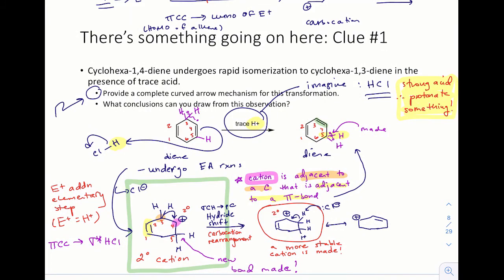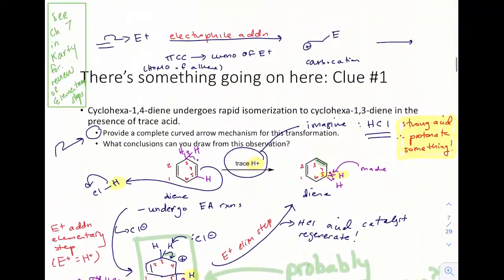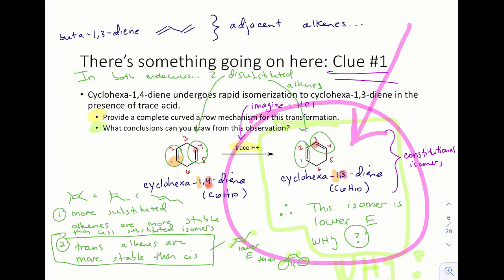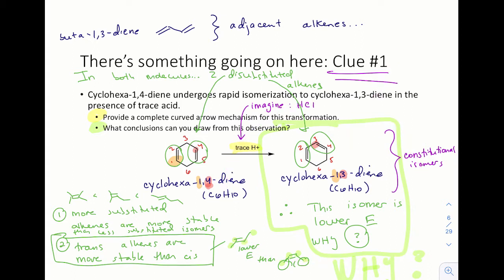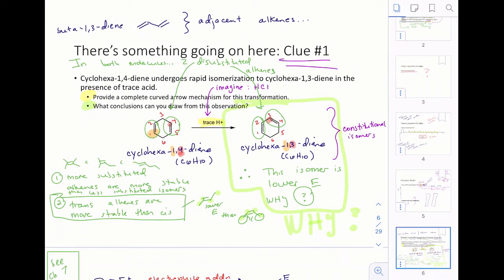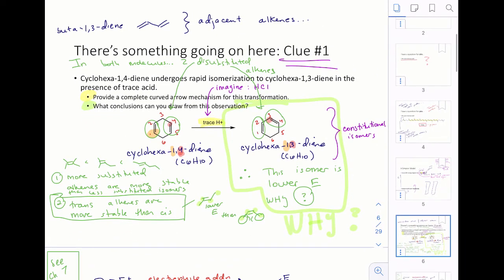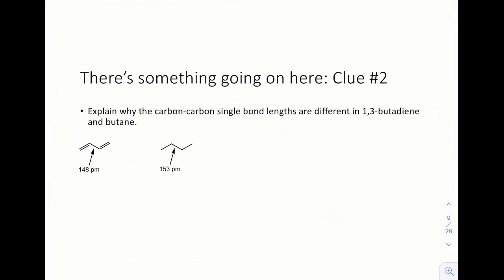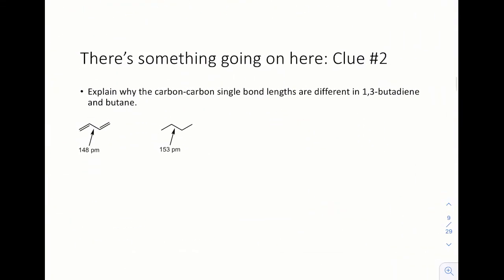All right, wonderful. We have come up with the mechanism that explains how the 1,4-diene is converted to the 1,3-diene, but we have not yet figured out why the 1,3-diene is lower energy. So let's keep investigating. Let's look for some more clues. Why are these systems of adjacent alkenes so special? Are they even special? Well, here's clue number 2.